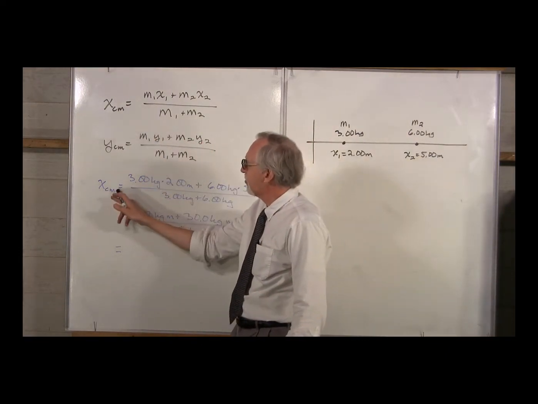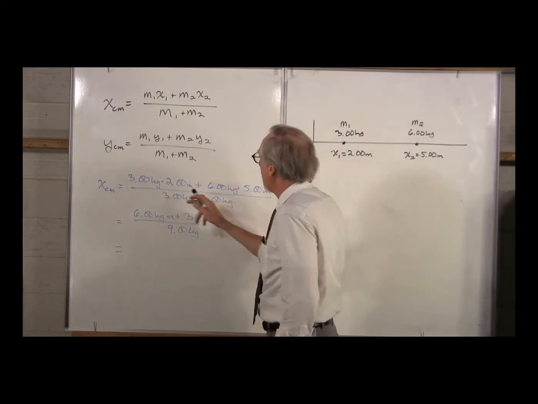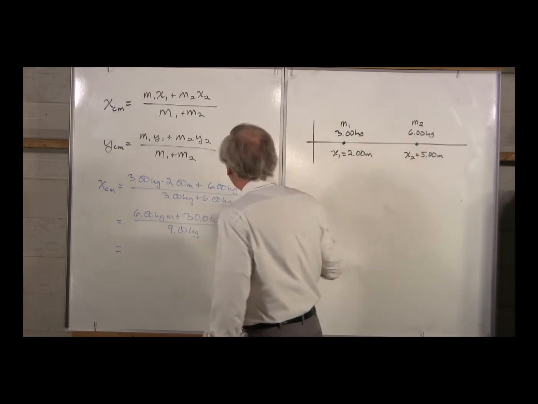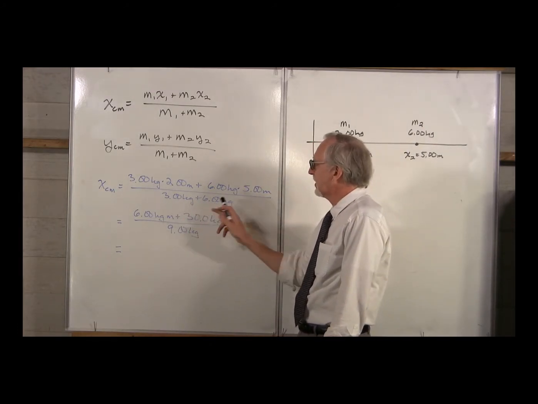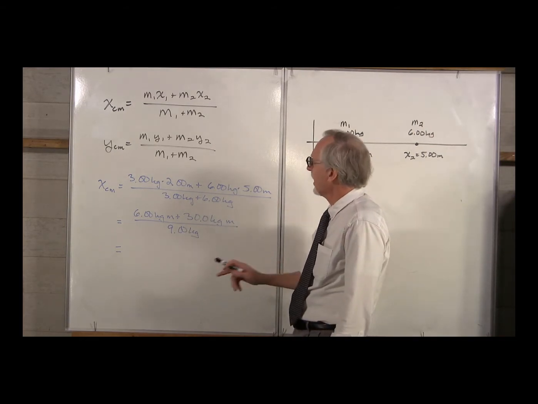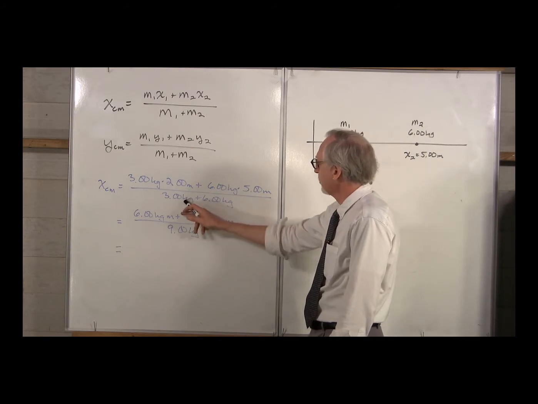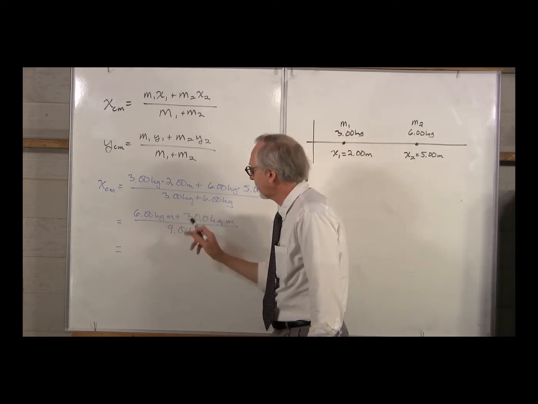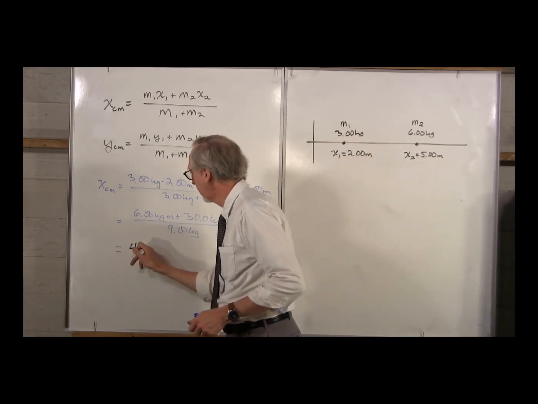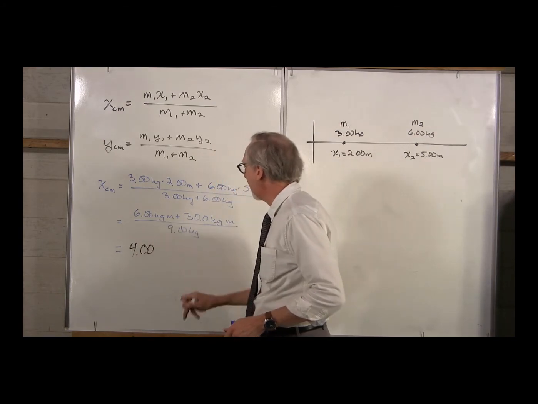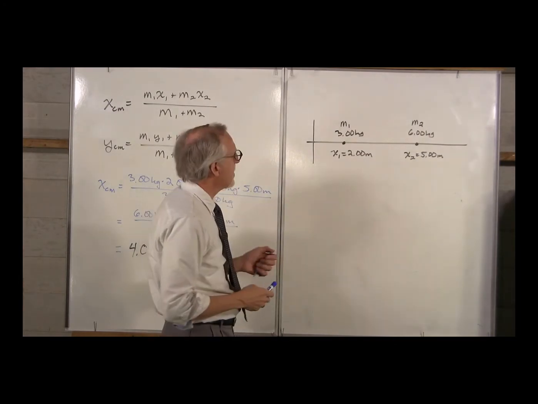In this case, x center of mass will be m1, 3 kilograms, times x1, 2 meters, plus m2, 6 kilograms, times x2, 5 meters, divided by m1, 3 kilograms, plus m2, 6 kilograms. What do we get? 3 times 2 is 6 kilogram meters. 6 times 5 is 30 kilogram meters. 3 plus 6 is 9. 6 plus 30 is 36. Divided by 9 is 4. Kilogram meters divided by kilograms is meters. 4 meters. Where is our center of mass now?